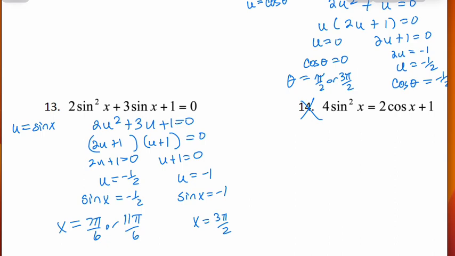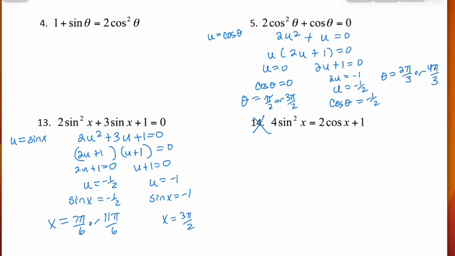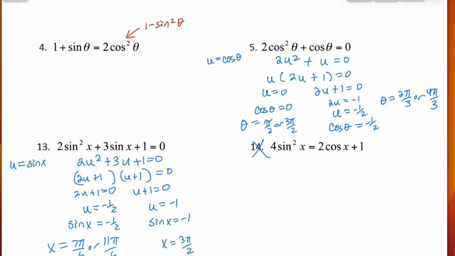Okay. Now let's compare 13 with number 4 for just a moment. We have a sine and we also have a cosine. But don't we know that cosine squared is the same as 1 minus sine squared? So the trick to number 4, to get it to be a problem like 13, is to take out the cosine squared and replace it with 1 minus sine squared. Now, everything is a sine at this point.